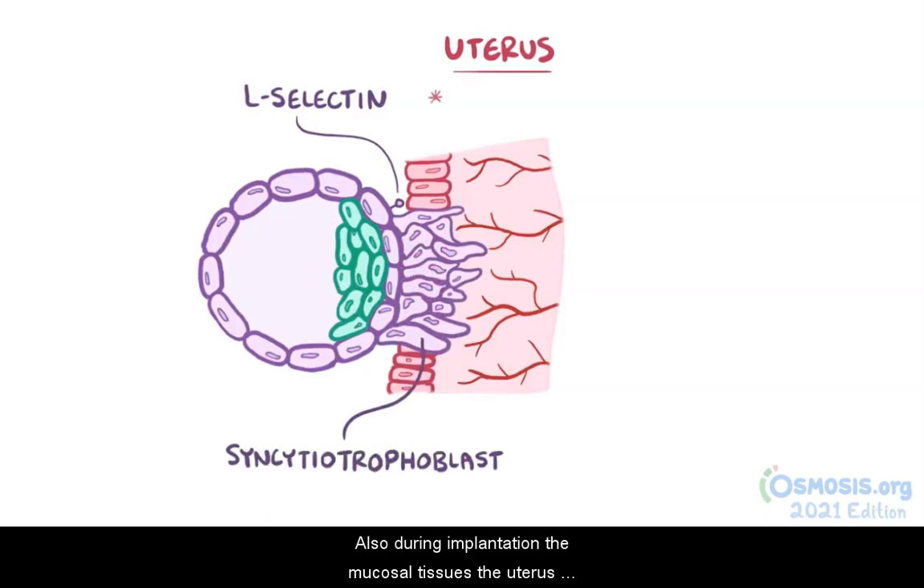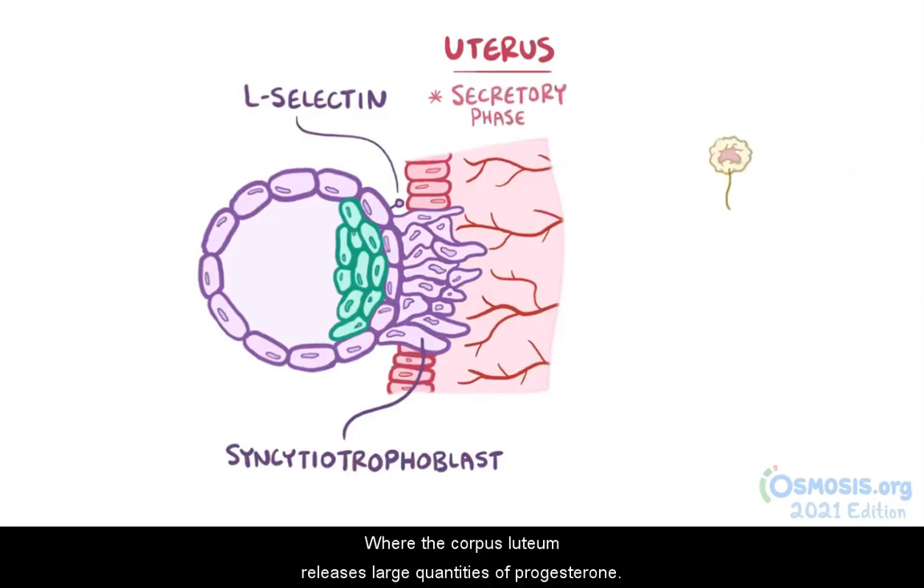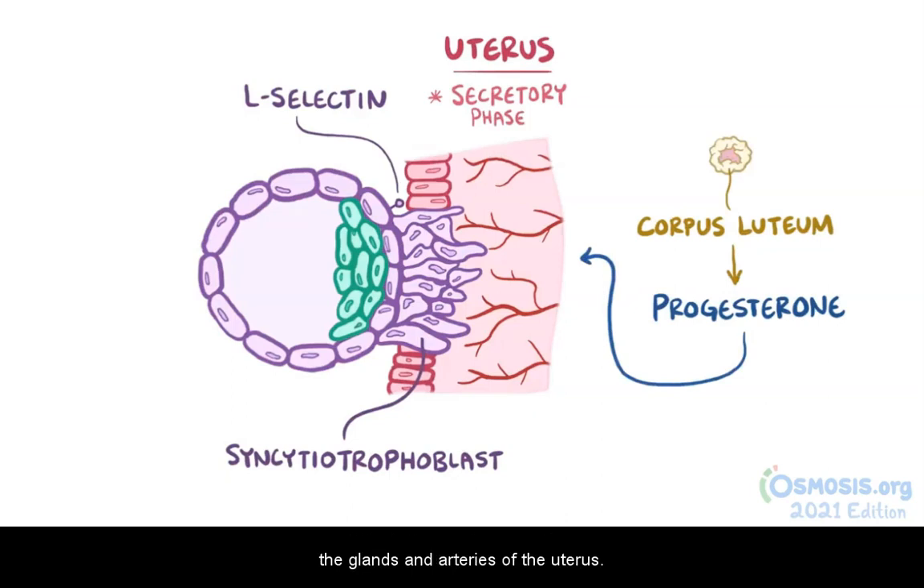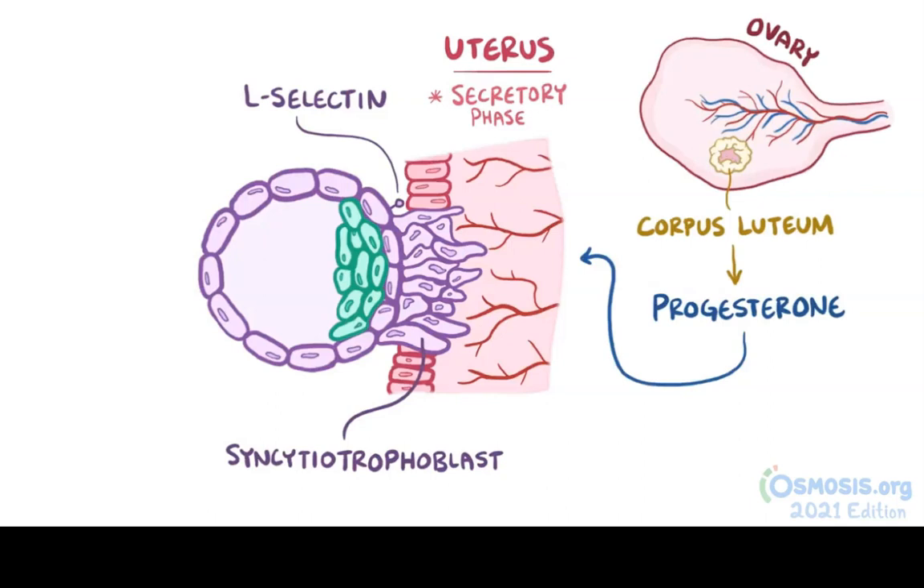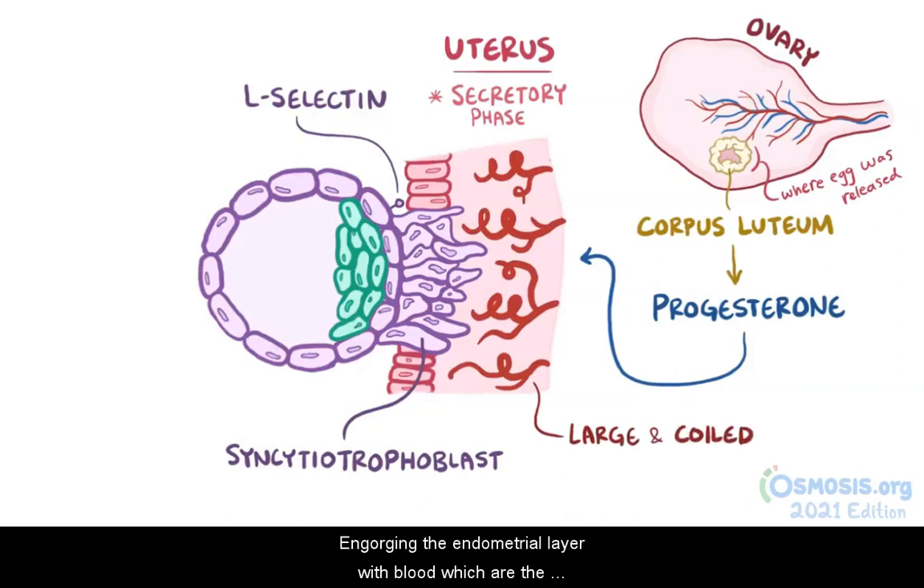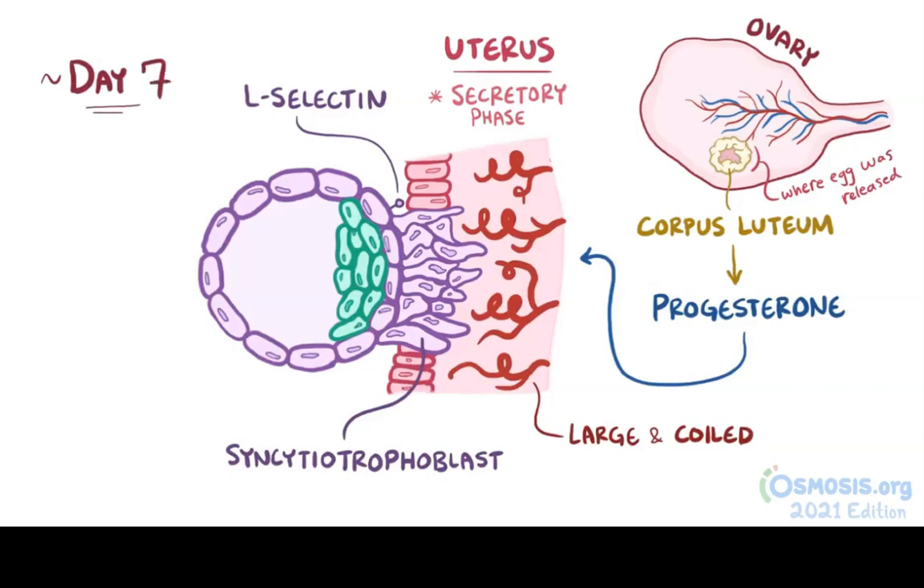Also, during implantation, the mucosal tissues of the uterus are in a secretory phase, which is where the corpus luteum releases large quantities of progesterone, which is a sex hormone that floods the body and reaches the glands and arteries of the uterus. The corpus luteum is located in the ovary, and develops in the same spot where the unfertilized egg was initially released. Responding to the flood of progesterone, the uterine arteries become large and coiled, engorging the endometrial layer with blood, which are the tissues that line the uterus.